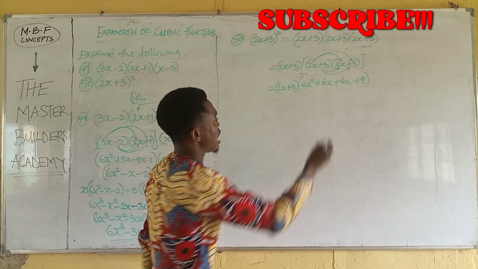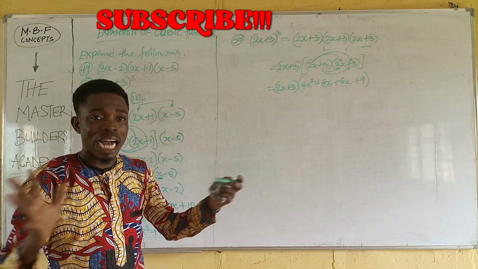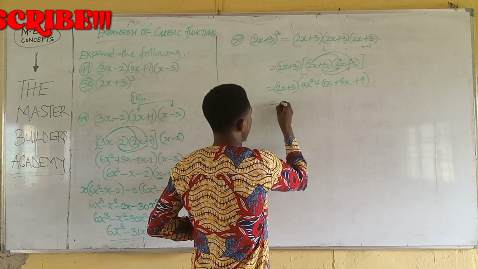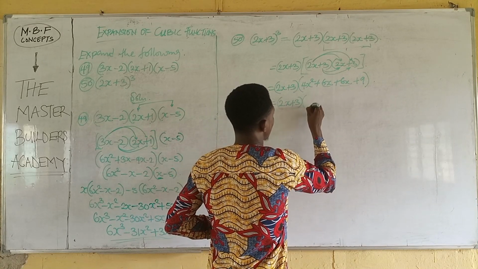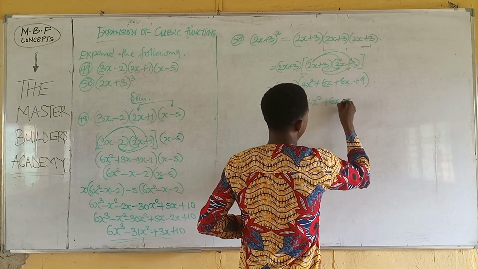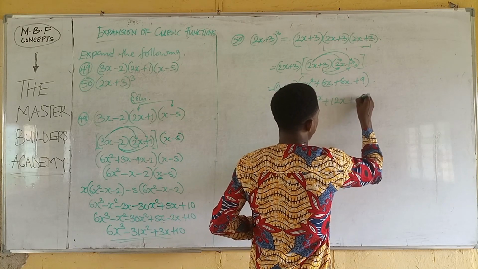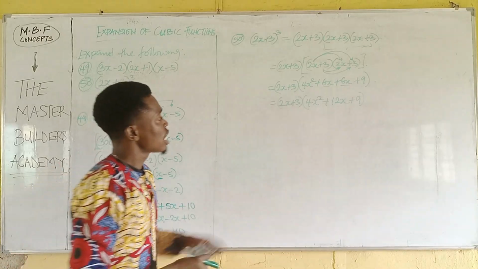The next thing we are going to do now is that this and this are like. Are we there? So we can add 6x to 6x to give us 12x. Then we have this as 2x plus 3 into 4x squared plus 6x, so plus 6x plus 12x plus 9. Haven't added 6x to 6x. Now we have gotten this.